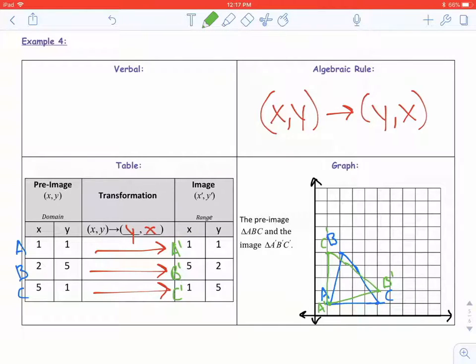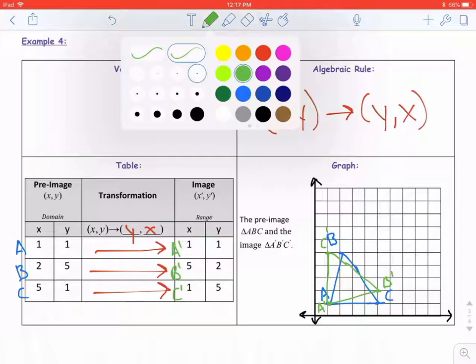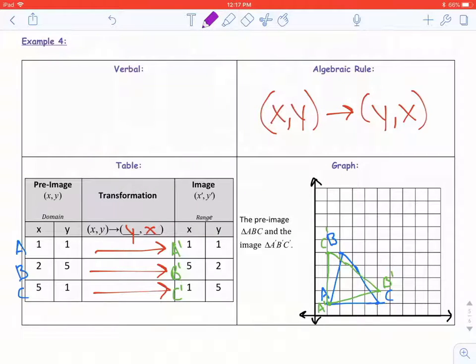This triangle has reflected over the line y equals x. We can tell by looking at the graph that it appears to reflect right over that line that goes through the origin and has a slope of 1. That line is y equals x. And notice right here, for all of our x and y values, they now equal the opposite. So x equals y makes sense.